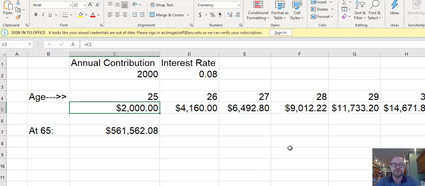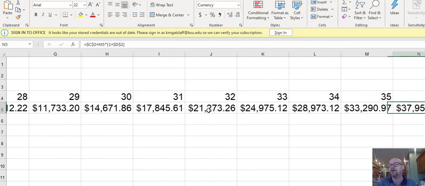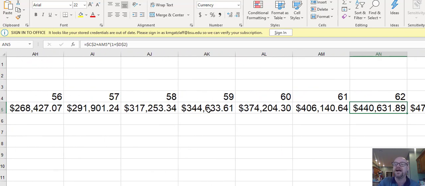The way I built the spreadsheet is real simple. At the very end of the year in which you turn 25, you put aside $2,000. We go through a year and you put aside another $2,000. So you have $4,000 in contributions, and you earned 8% on the $2,000 you put in last year. That's $160. So for this year, I just took this, added it, took this times 8%, and added another $2,000. And I just chained that out, dragged it all the way out to year 65.